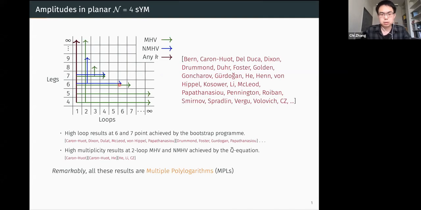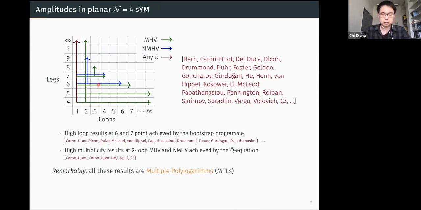In recent decades, incredible progress has been achieved in computing Feynman integrals and scattering amplitudes, especially in planar N=4 super Yang-Mills theory. The current status of amplitude computation is summarized in this table. As shown here, the 6 and 7 point amplitudes have been fixed up to very high loop orders through the bootstrap program. And the 2-loop n-point amplitudes have been computed up to very high multiplicity by using the Q-bar equation. However, except for the 1-loop result, all these achievements are limited to the MHV and NMHV cases, where the results are expected to be a class of special transcendental functions, the multiple polylogarithms.